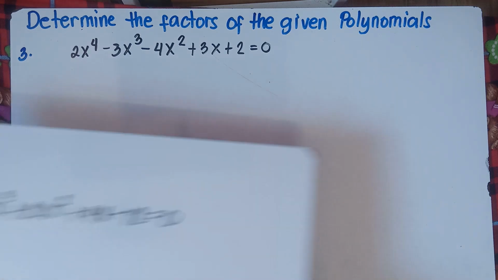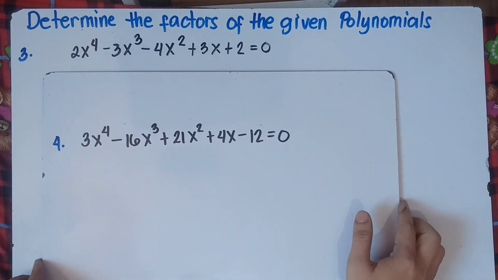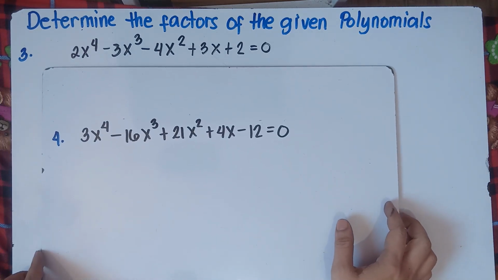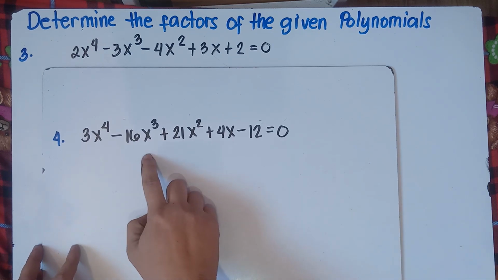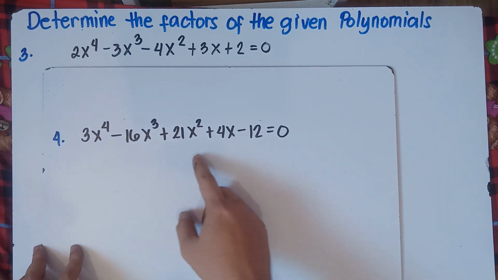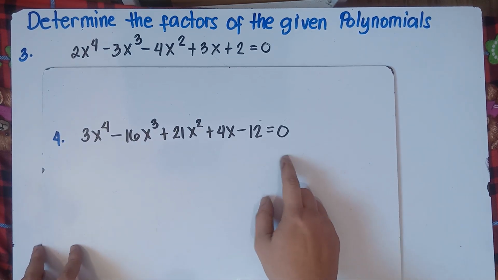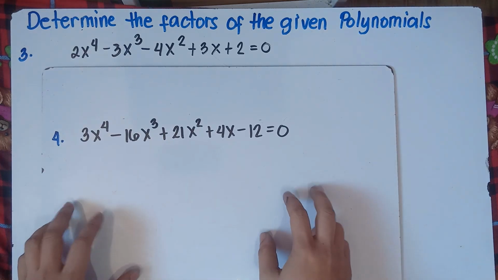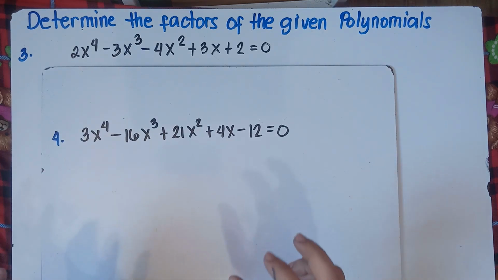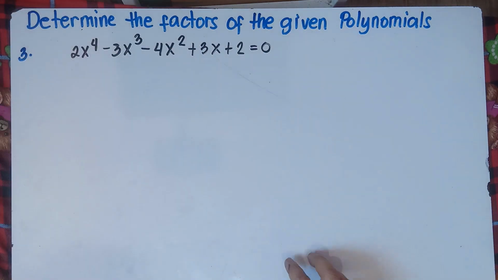In the next part of our video class, for part 3, we will be answering this one. We have 3x raised to the power of 4 minus 16x cubed plus 21x squared plus 4x minus 12 equals 0. And this is actually requested from one of our subscribers and one of our followers. Alright, let's focus first on this given example class.